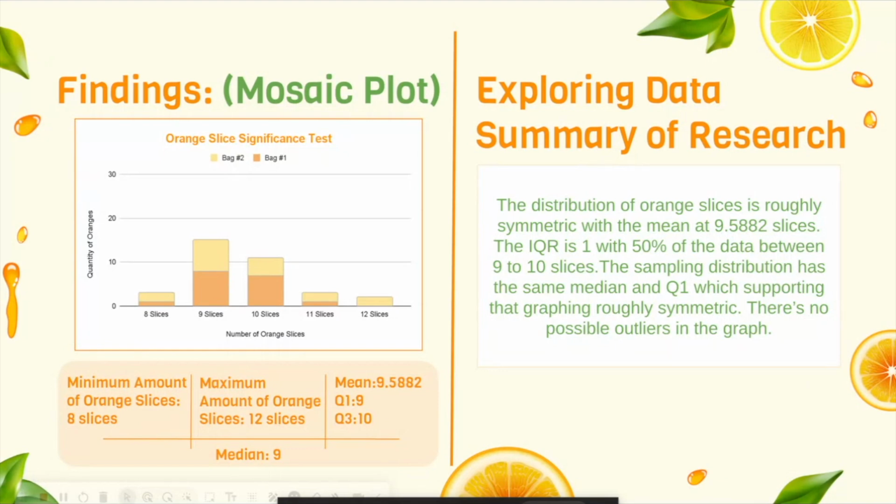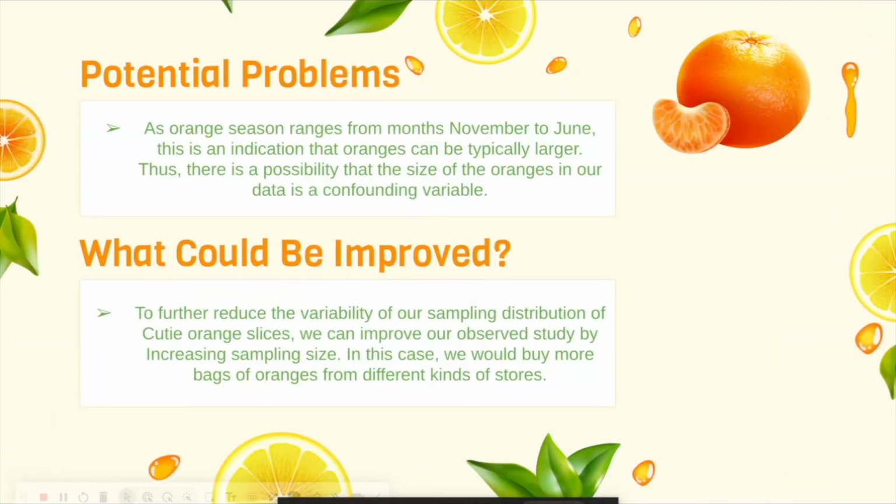For our data summary of research, we stated that the distribution of orange slices is roughly symmetric with the mean at 9.5882 slices. The IQR is 1 with 50% of the data being between 9 to 10 slices. The sample distribution has the same median and Q1, which supports that the graph is roughly symmetric. There are no possible outliers in the graph.